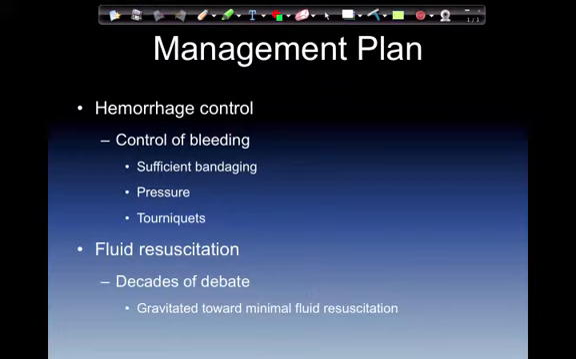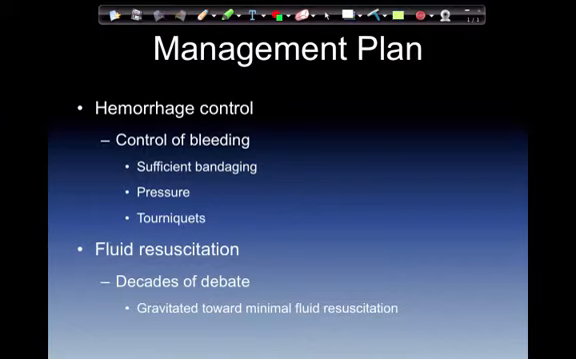Management plan: hemorrhage control, control of bleeding, sufficient bandaging. We need that blood to soak into there and formulate a clot. Pressure, and then do not be afraid to put a tourniquet on. What I'm trying to say is if you can't get the bleeding stopped, don't be afraid to pull the trigger on a tourniquet. Get the tourniquet on there. The bleeding will kill them a whole lot faster. They can repair those vascular beds in surgery. So get the tourniquet on, stop the bleeding as fast as possible.